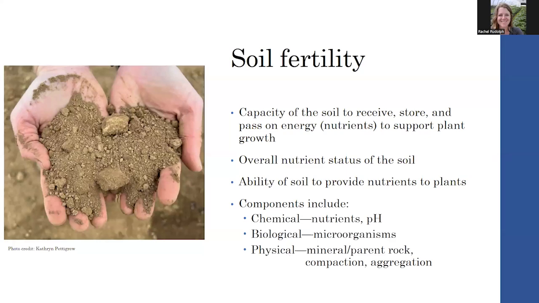Soil fertility is the capacity of the soil to receive, store, and pass on energy to support plant growth. It is the overall nutrient status of the soil and the ability of the soil to provide nutrients to plants. There are three components to soil fertility: chemical, which would be the nutrients like nitrogen, phosphorus, potassium, soil pH. There's biological, which would be the microorganisms contained in the soil or even earthworms. And then the physical would be parent rock, compaction, aggregation, the minerals contained in the soil.